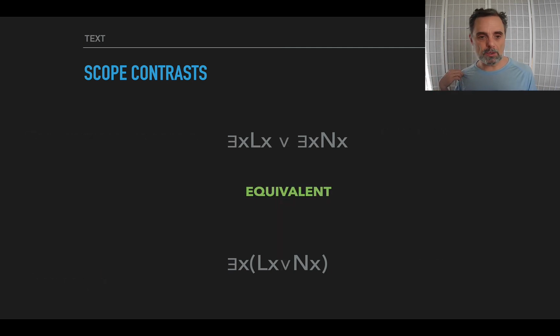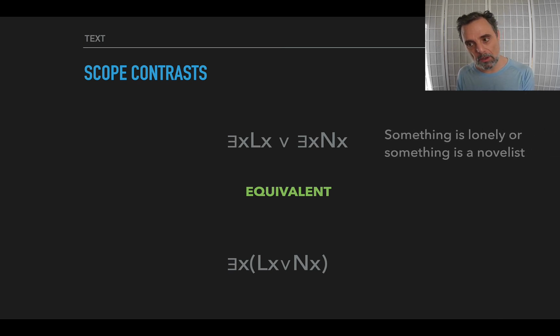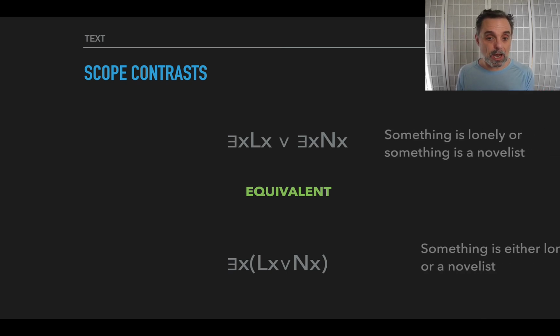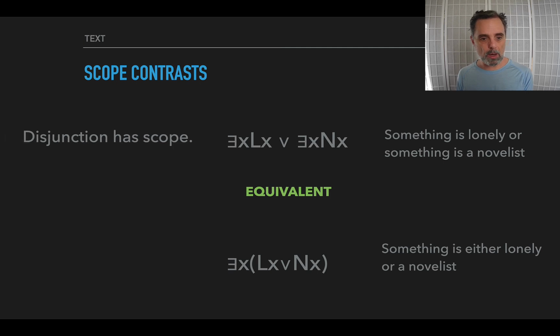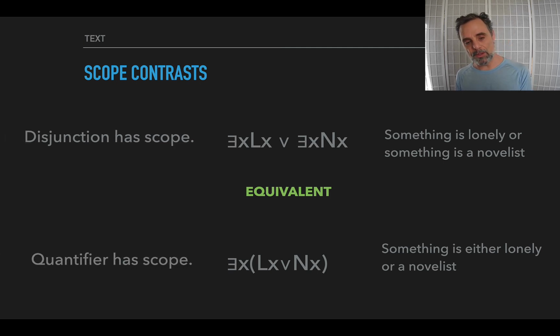What about the existential and the disjunction? Some x LX or some x NX. That's equivalent to some x (LX or NX). So the top one: something is lonely or something is a novelist. The bottom one: something is either lonely or a novelist. Okay, so the top one, the disjunction, has scope. The two quantifiers are beneath it. The bottom one, the quantifier, has scope, and the disjunction is beneath the quantifier.